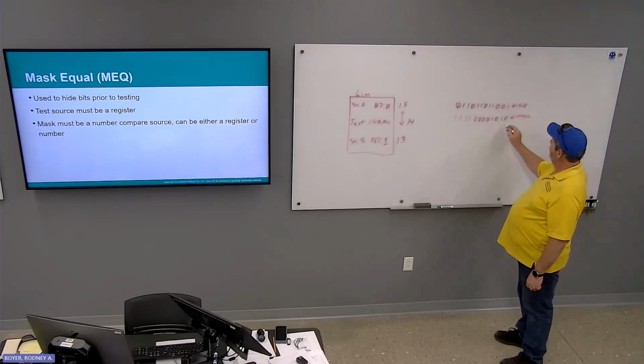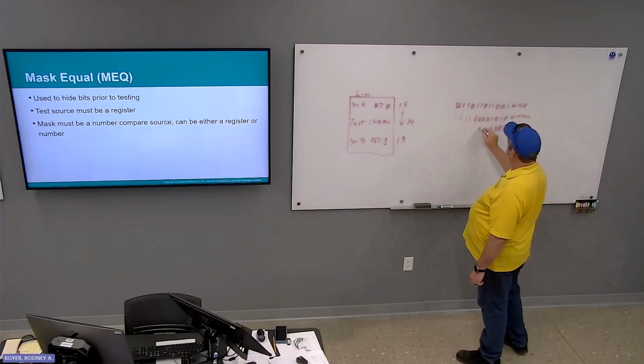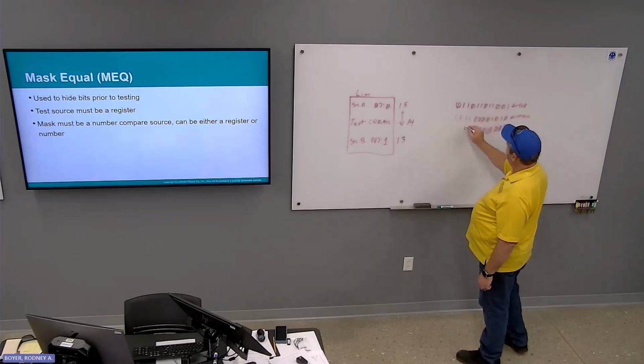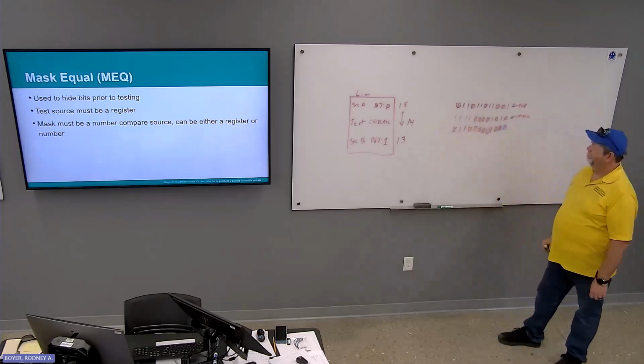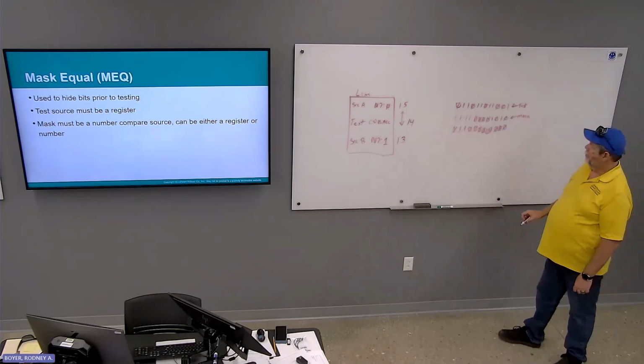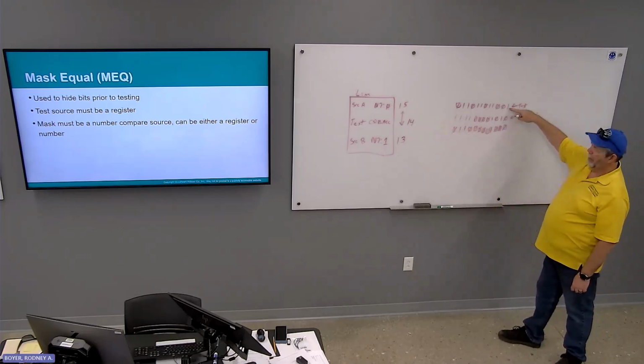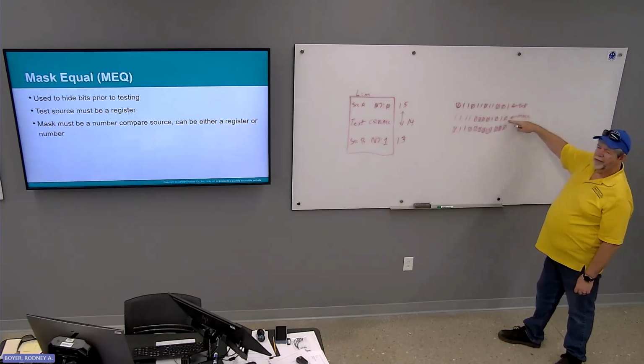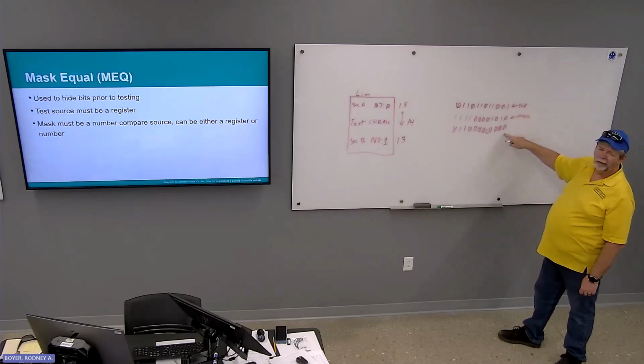One and 0 is 0. 0 and 1 is 0. 0 and 0 is 0. 1 and 1 is 1. 1 and 0 is 0. 0 and 0 is 0. 1 and 0 is 0. 1 and 0 is 0. 0 and 1 is 0. 1 and 1 is 1. 1 and 1 is 1. 0 and 1 is 0. So if I mask this binary number with this mask, that's going to be my output.